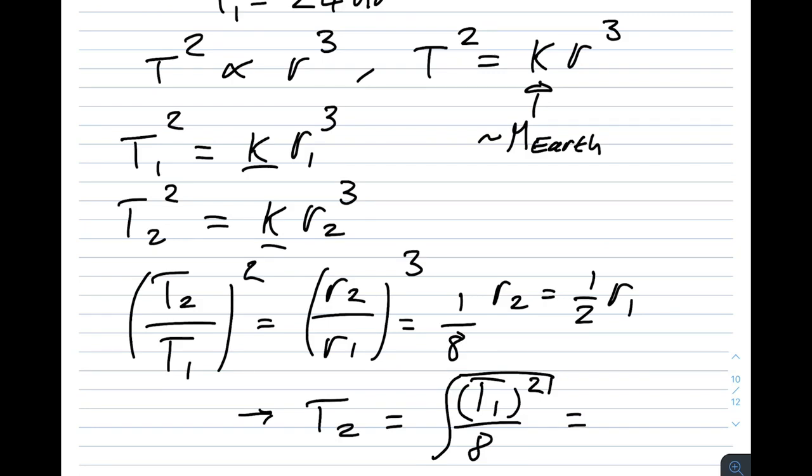And if we put that in with 24 hours, we end up at 8.48 hours for T2.